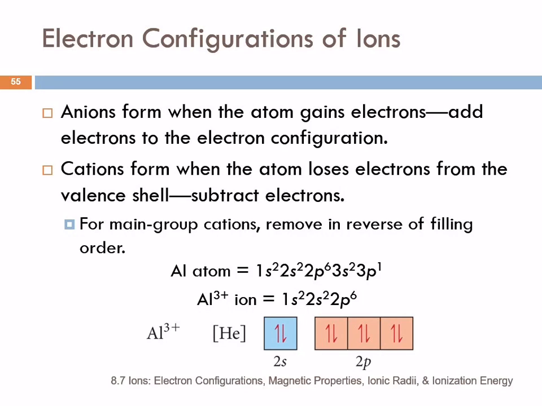The main group elements make sense. You take off in reverse order of filling, right? So this 3p was the last one we added. You get rid of that one. Okay, now I need 2 more electrons to get rid of. The 3s were the next to the last ones, and so you take those off, and you end up with this electron configuration.